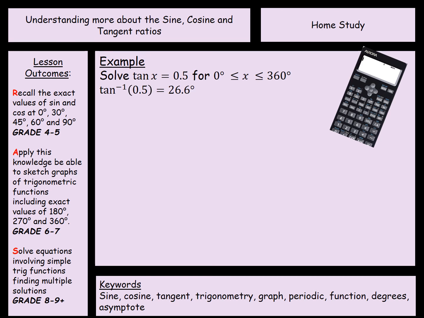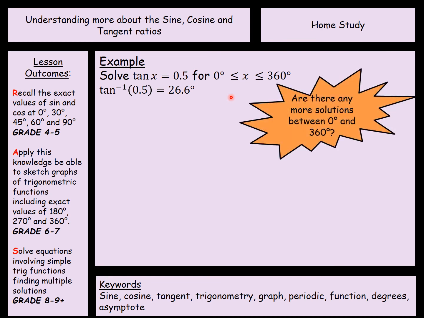Okay, so this time we're going to have a look at a tan version. So tan x equals 0.5. We're going to use our calculator first to get our principal value. So we're going to undo the tan. We're going to do inverse tan to get x is 26.6 degrees. Okay, now we've been looking at between 0 and 360. So let's see where the other solutions come from.